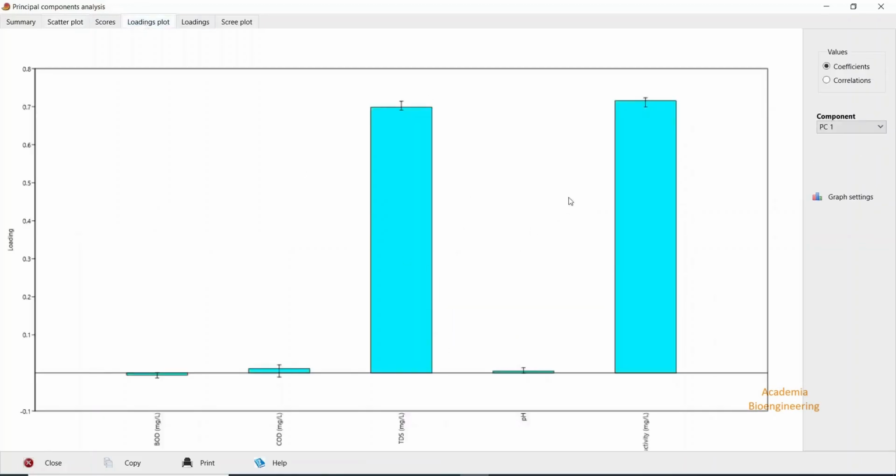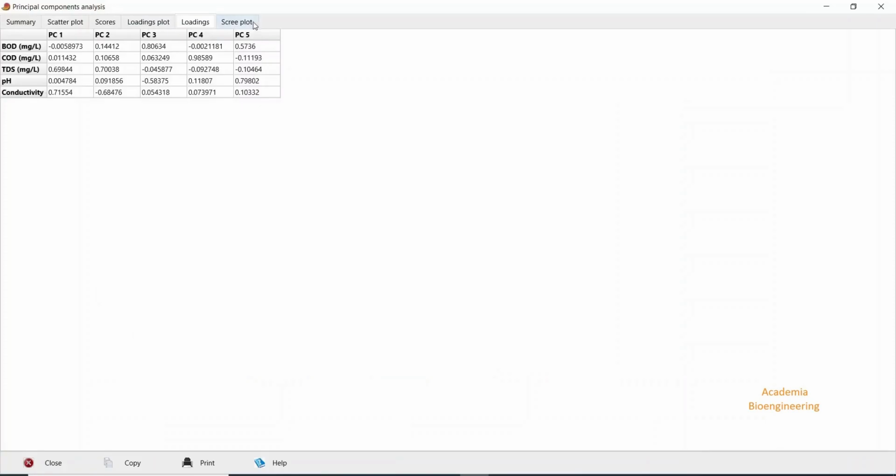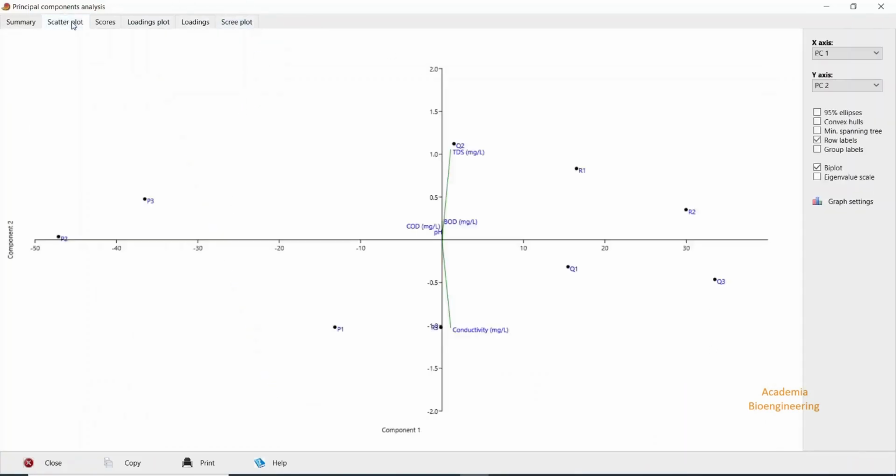So you can also get the loading plot with the loading scores and the scree plot. In this scatter plot you are getting information on how these physicochemical parameters are correlating to each other and how, and why, these samples are lying in the quadrants. I hope this video helped you to understand why you need to use principal component analysis and how we can analyze the data by using the scatter plot.